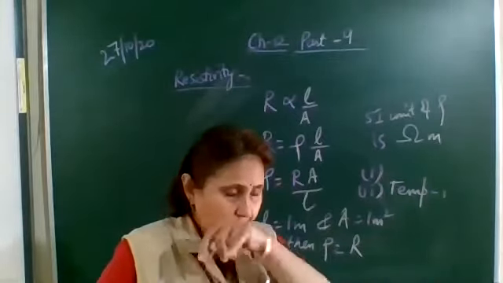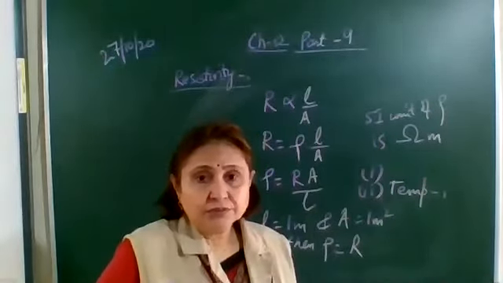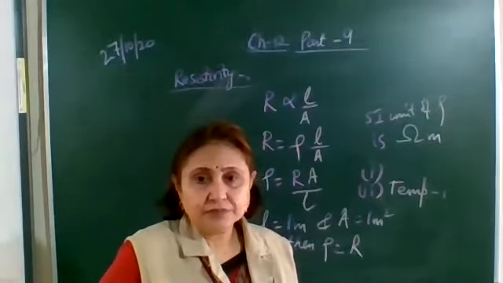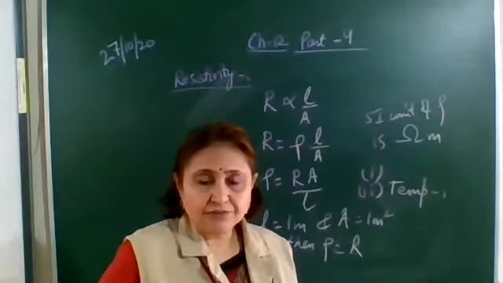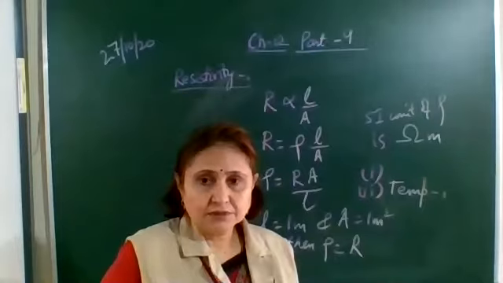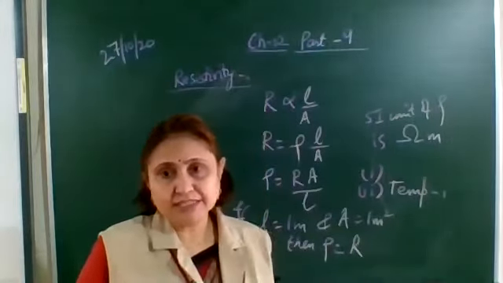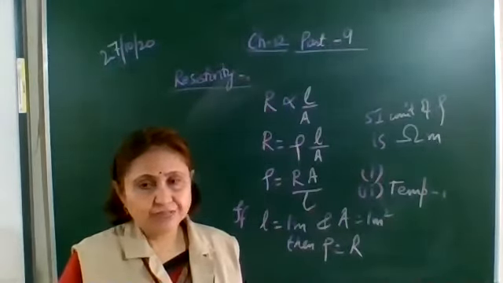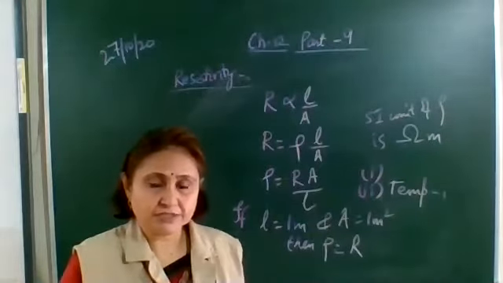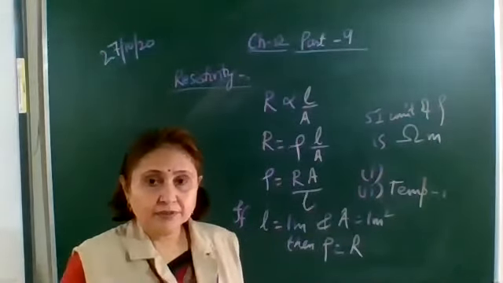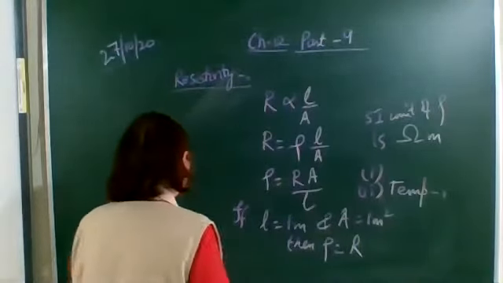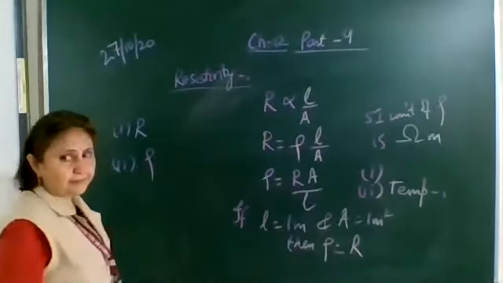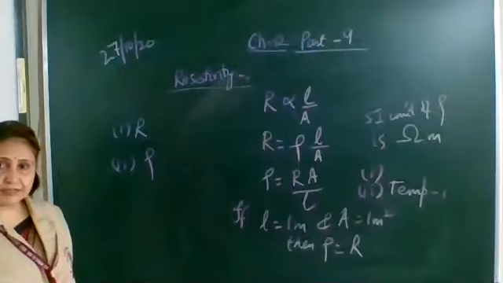Okay, so write a question based on it. If the length of a wire is doubled, keeping the cross-sectional area the same, what is the effect on the first part, resistance, and the second part, resistivity?